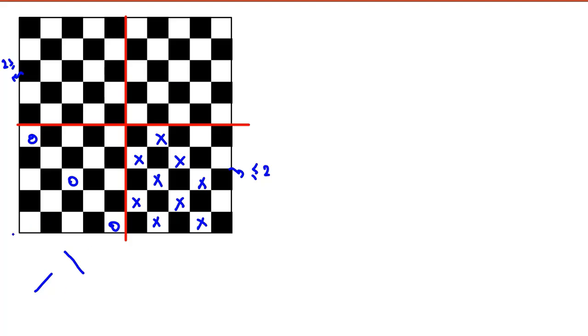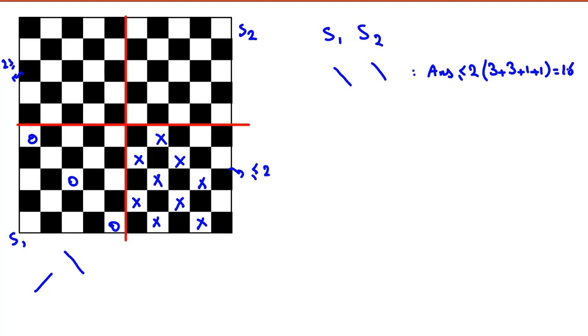So here, let's consider this is square S1, this is square S2. If both of them are 3, so if they are like this, it's not possible. Also, this part we said is not possible. So if both of them are 3, the only possible case is this. And when it is 3, 3, we can say here we have one case, here we have one case. So the answer is at most what? 2 times, because of black and white. 3 plus 3 plus 1 plus 1. It will be 2 times 8, 16 in this case.